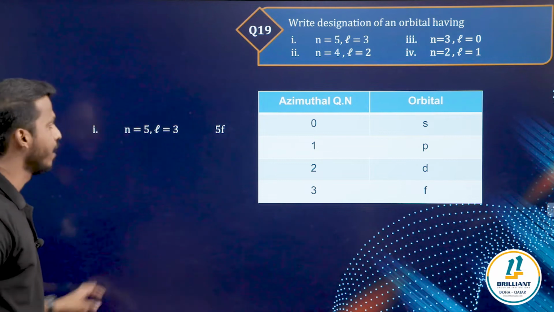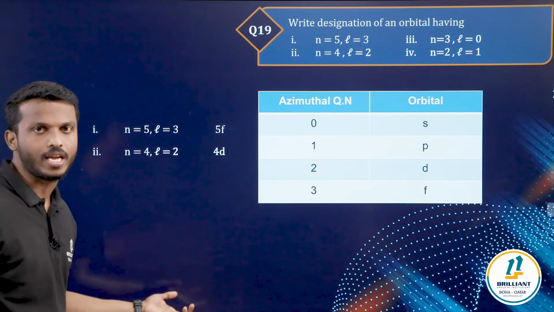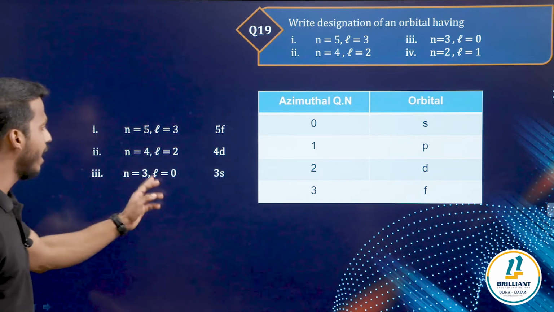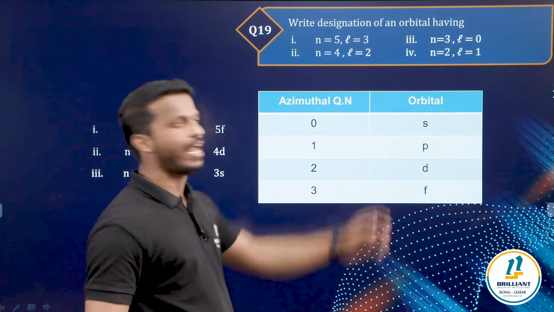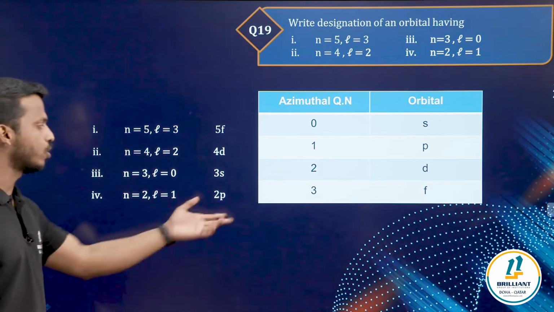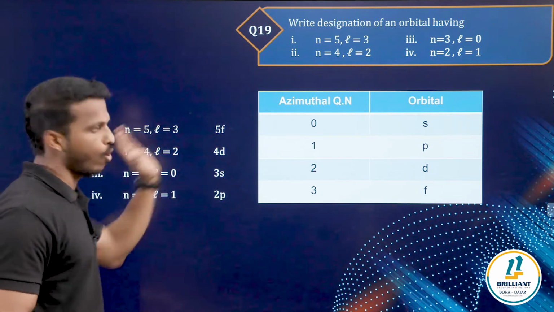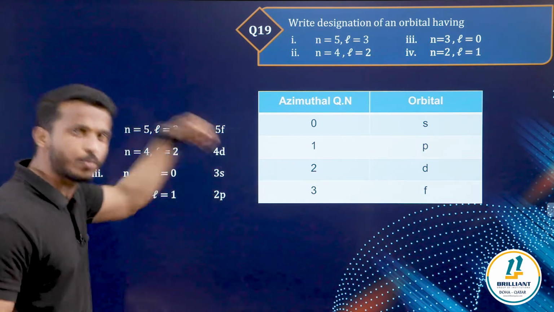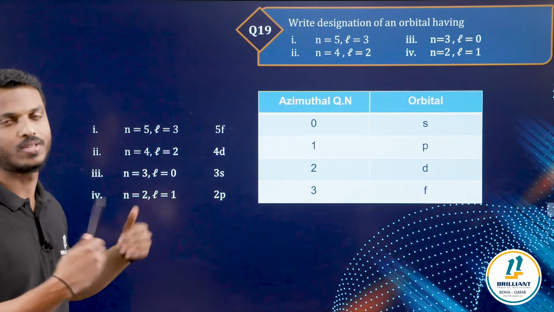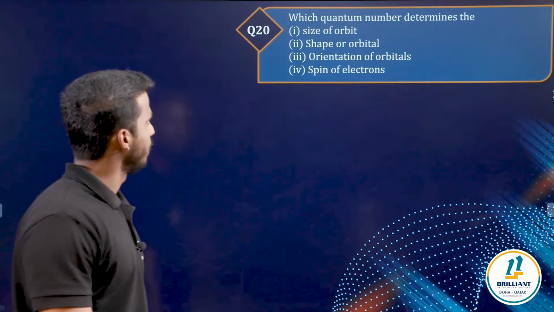Therefore, 5f. Next one, n equal to 4, l equal to 2. What is that? 4d. Now n equal to 3, l equal to 0. l equal to 0 means s orbital, so 3s. When n equal to 2, l equal to 1, 2p. So simple. You need to study how to write the orbital from the principal and azimuthal quantum numbers, and vice versa. Next, go to question number 20.